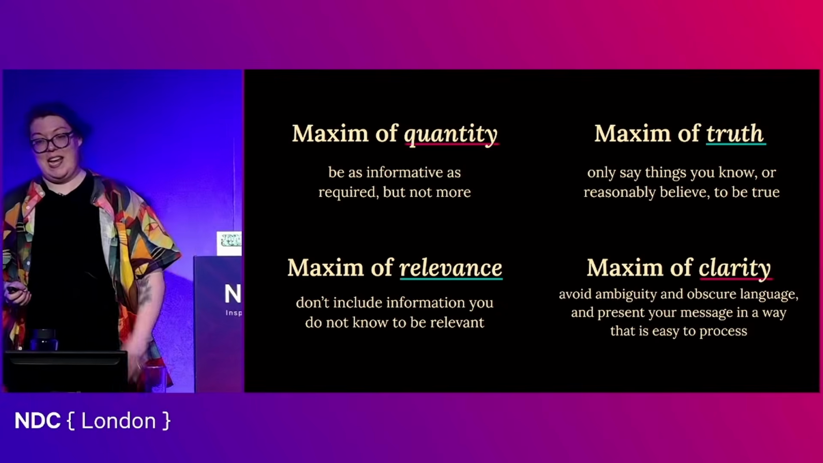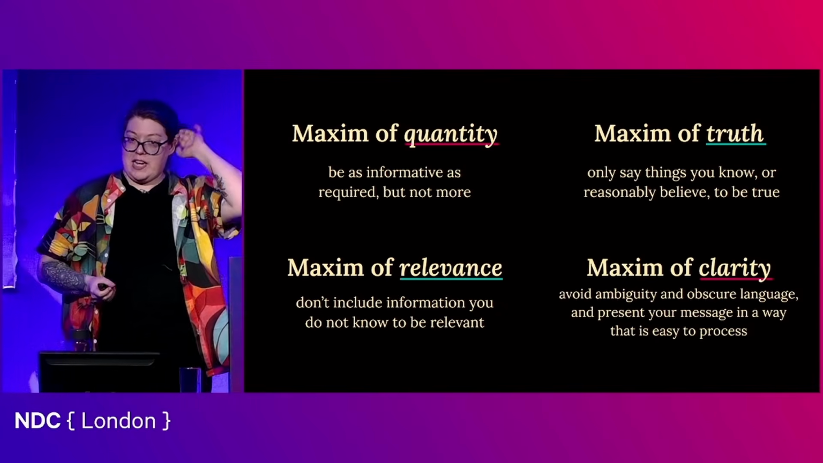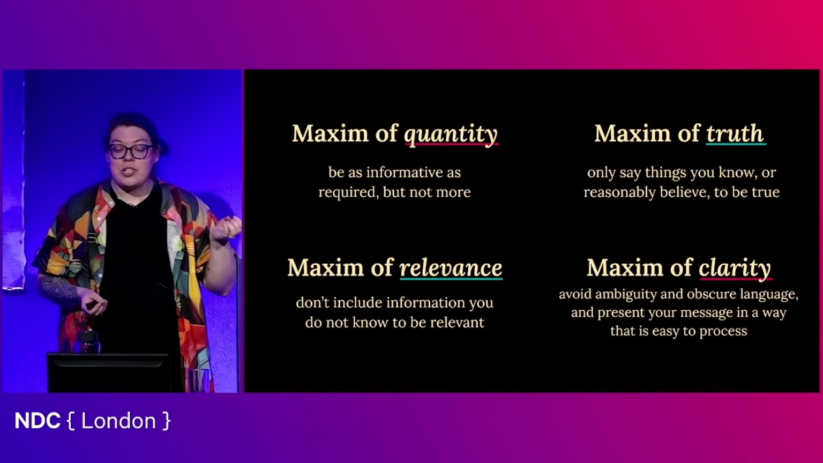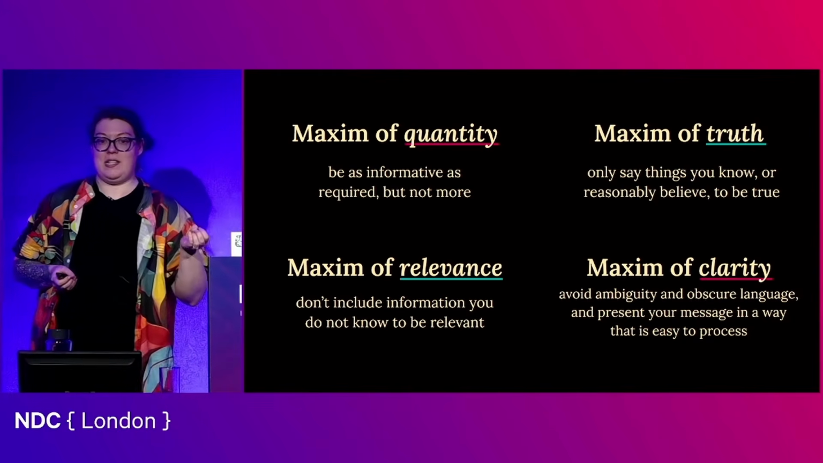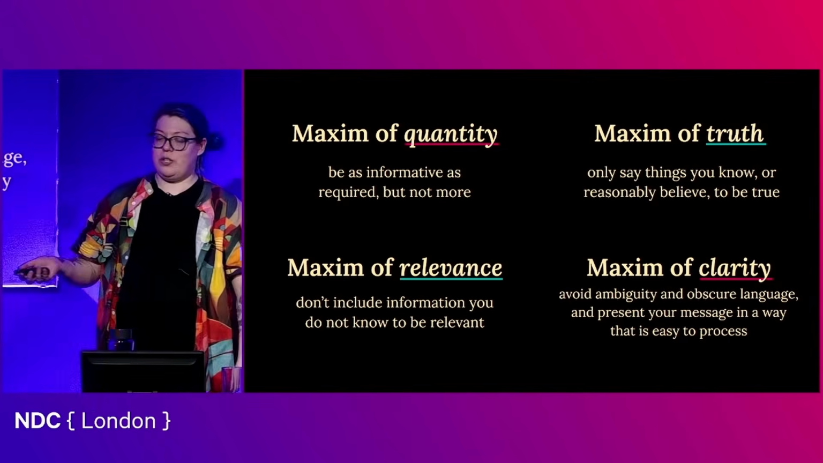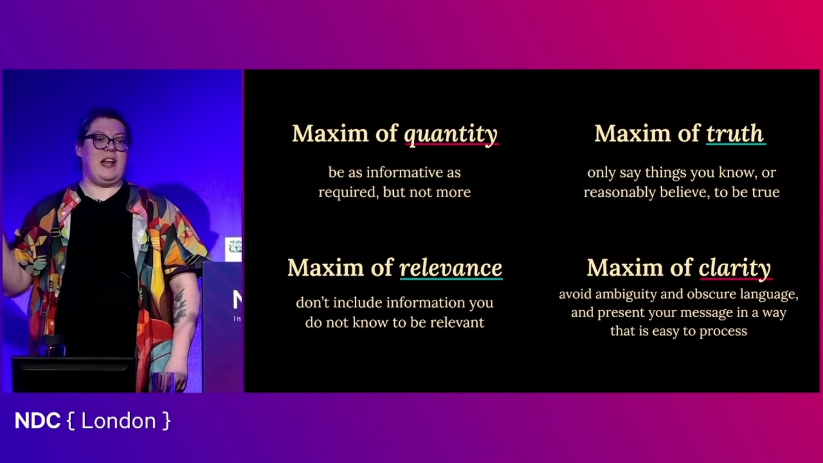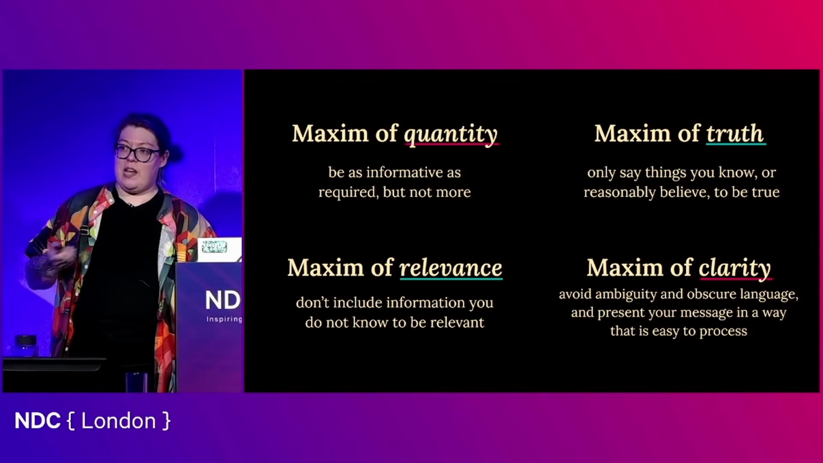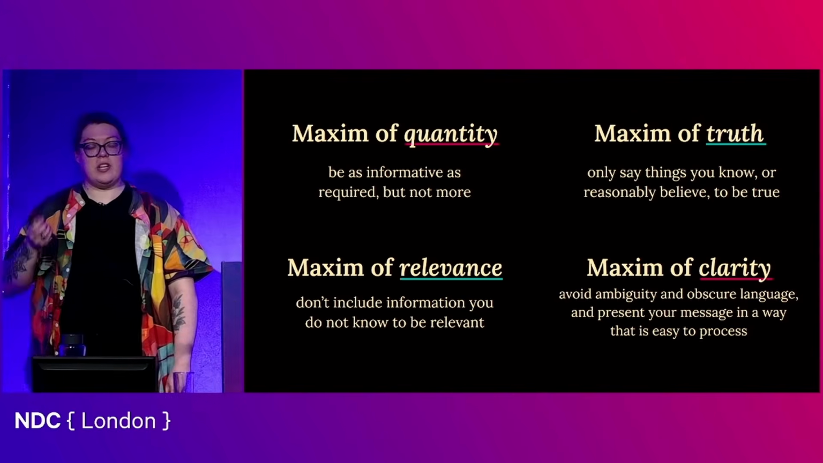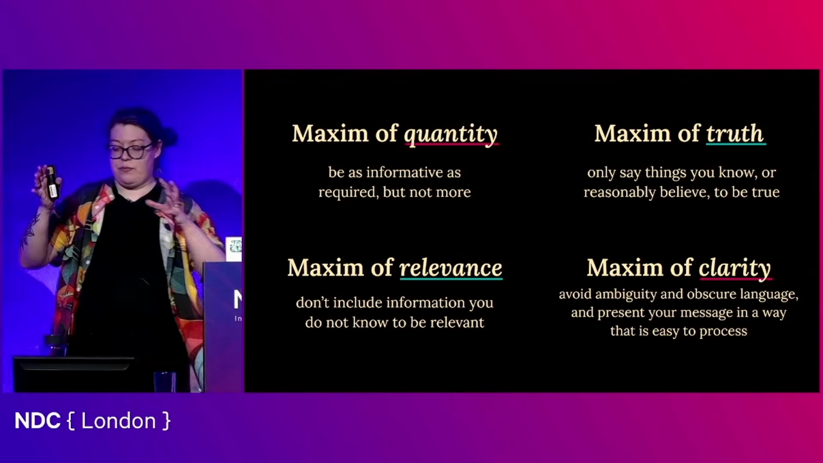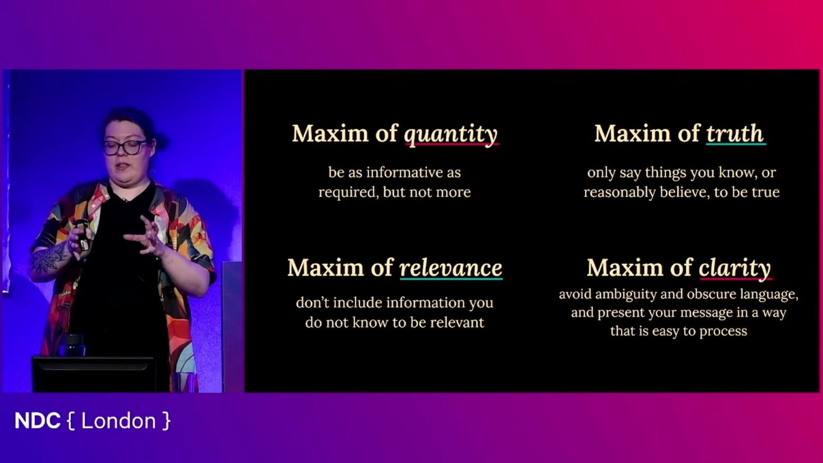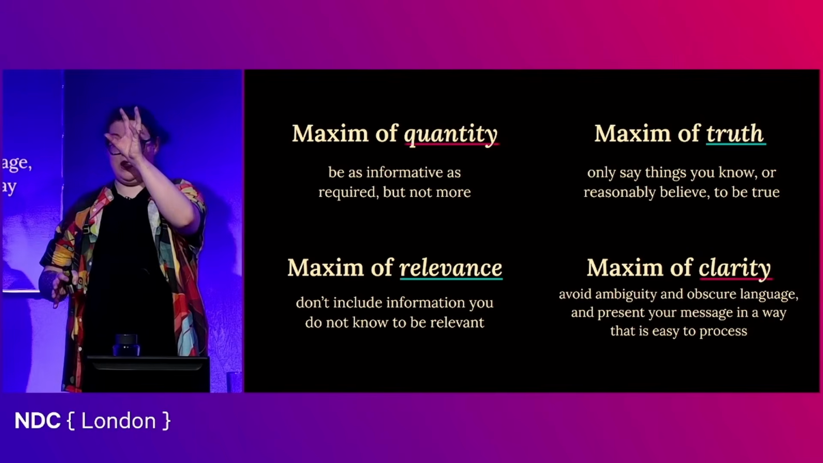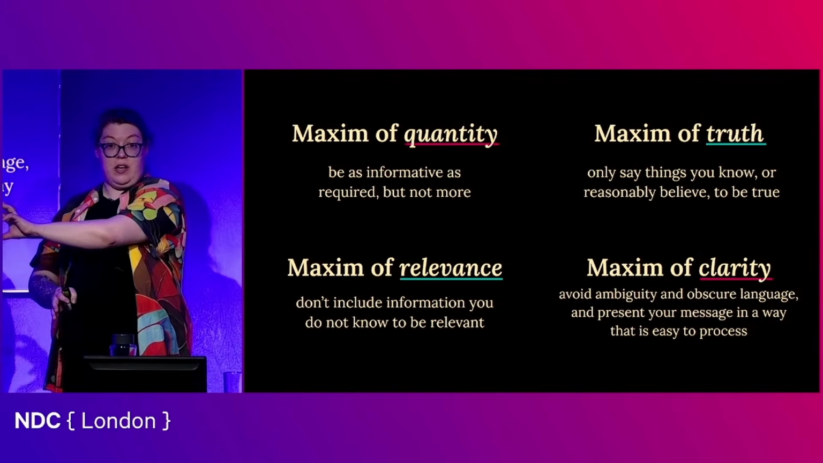maxim of clarity is the one that I think is really, really interesting. Avoiding ambiguity and obscure language, presenting your message in a way that is easy to understand. The other three you can reason about in a fairly cold, logical way, right? The clarity one is specifically about communicating with other people, right? Because this is the part where you are trying to formulate your communication in a way that's going to be digestible to the translation layer that the other person has that takes words to ideas, right?